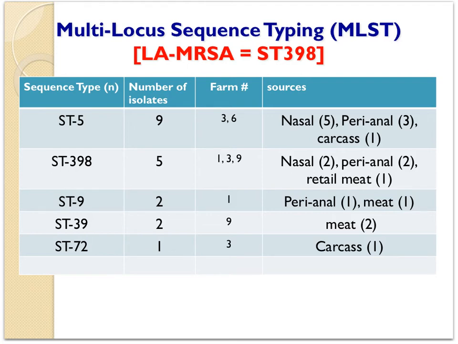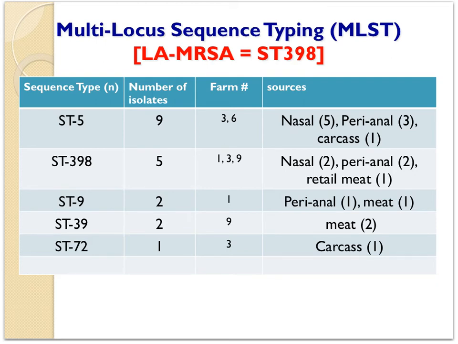Overall prevalence was low, but it's significantly important in pigs and products. Sequence type 5 seems to be the predominant one that we see definitely in Ohio. I cannot really speak for the United States. And we found it in 2 farms, from the nasal and perianal swab, and one from carcass. The other one was sequence type 398, the livestock associated one we discussed. It's the second one, fairly common, and we found it from 3 farms.